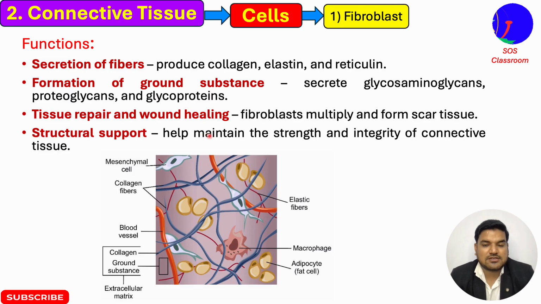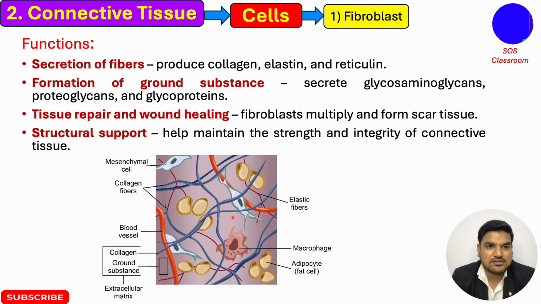So what is function of fibroblasts? So we already discussed that fibroblasts are helpful for the formation of the extracellular matrix and formation of the different types of the collagen fibers, like secretory fibers, collagen fibers, elastin fibers, and reticulin fibers. Formation of the ground substances like glycosaminoglycans, proteoglycans, and glycoproteins. Tissue repair and wound healing. Fibroblasts multiply and form the scar tissue, and scar tissue formation is helpful for the tissue repairing. And structural support helps in maintaining the strength and integrity of the connective tissue.